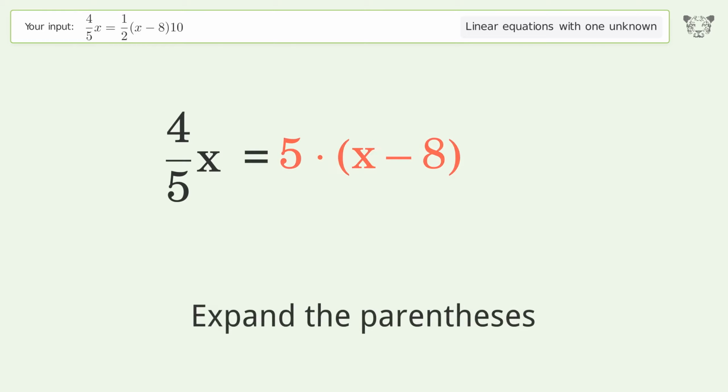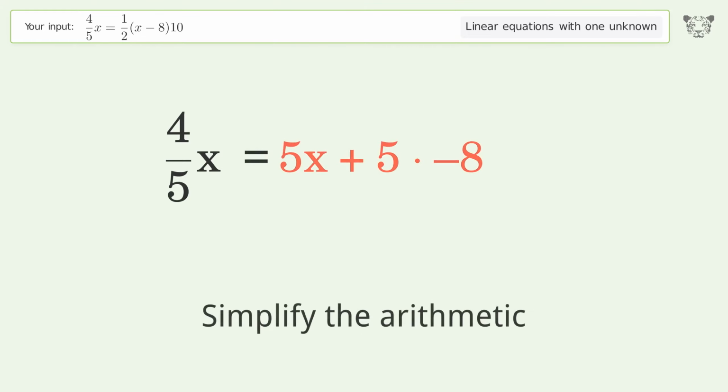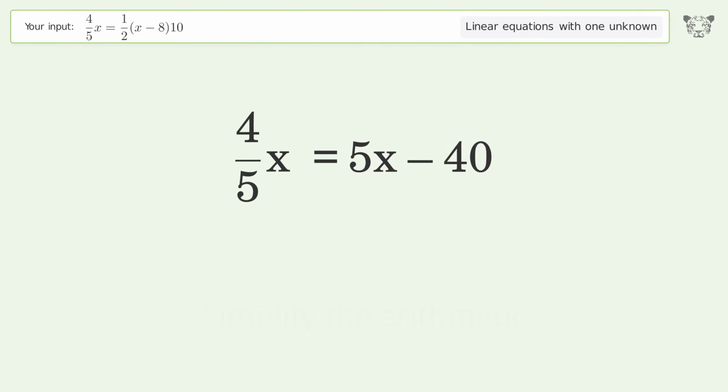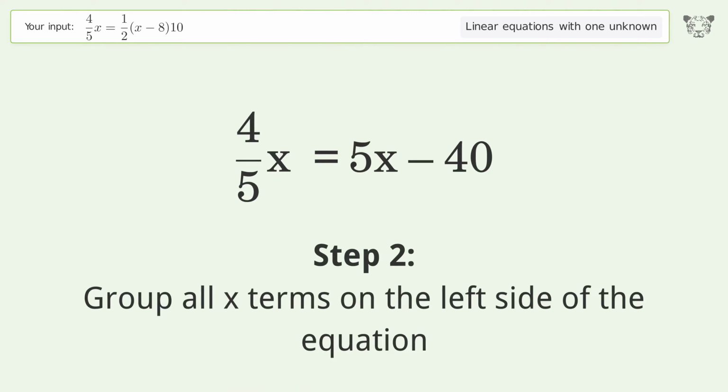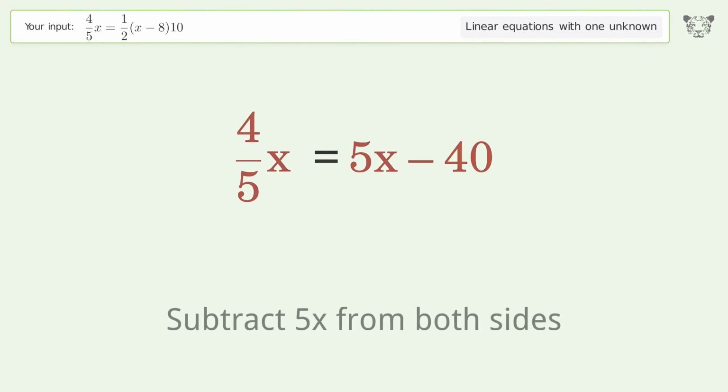Expand the parentheses. Simplify the arithmetic. Group all x terms on the left side of the equation. Subtract 5x from both sides.